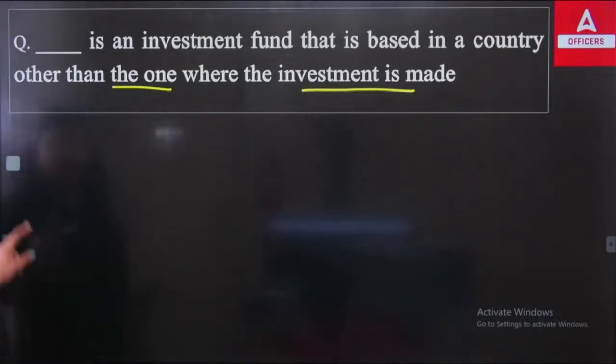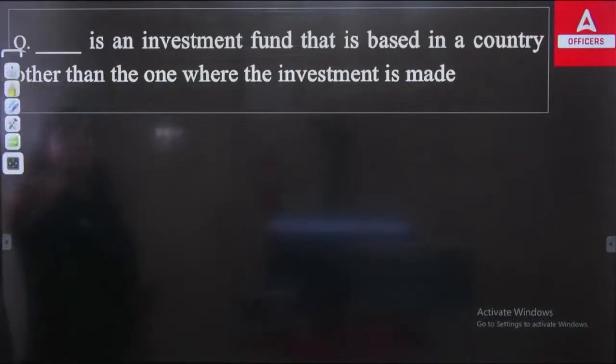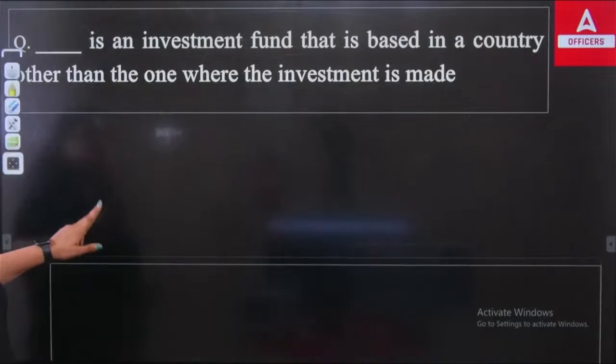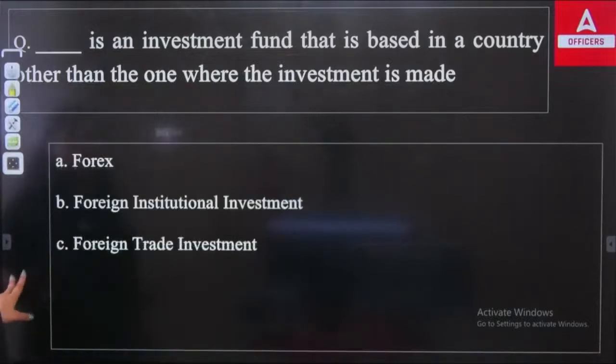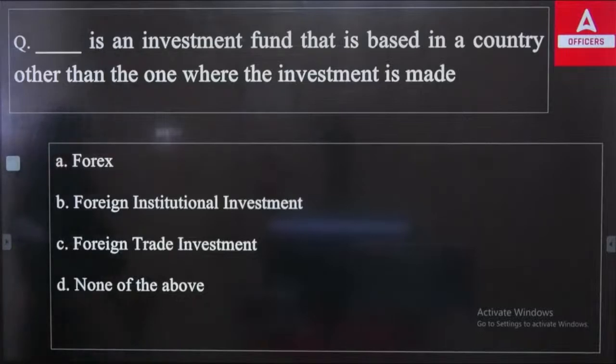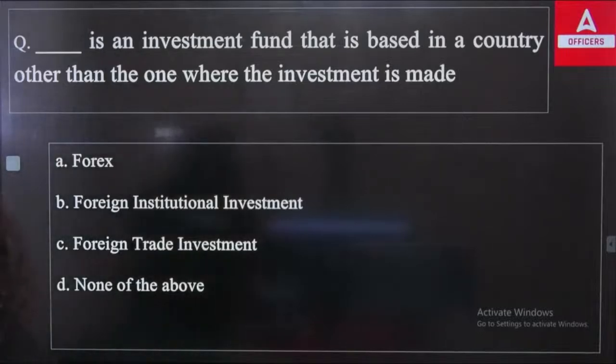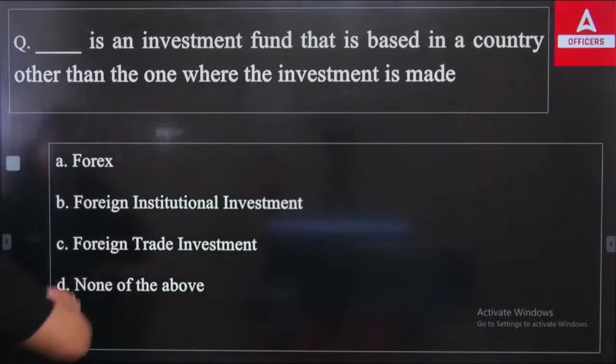Okay, so what the question is asking is simply an investment fund that is based in a country other than the one where the investment has been made. Is it forex, foreign institutional investment, foreign trade investment, or none of the above? What do you think, which of the following is correct? So the right answer will be foreign institutional investment, obviously.